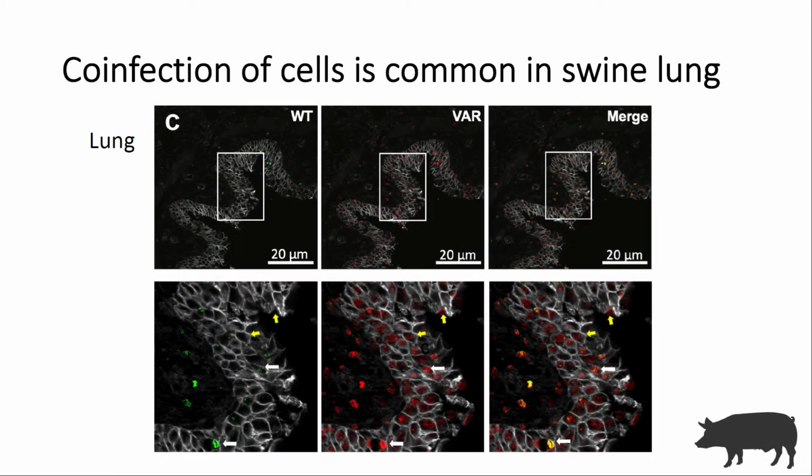All right, moving now to pigs. Again, we saw co-infection was really common within the tissues of the pigs. Also, this is a lung section from a pig. So we have wild type, VAER, and the merge. And again, here the white arrows would show examples of cells that were doubly positive for both viruses.